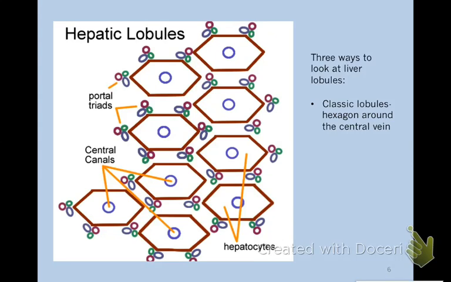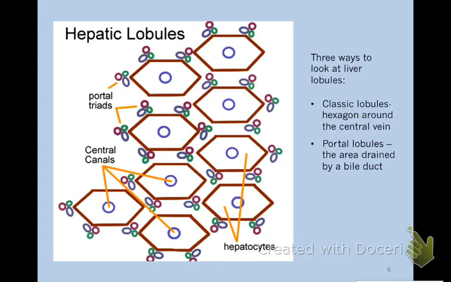The first way is what's called the classic way, and that's what I've already kind of described, which is a hexagonal shape, which in the middle has the central vein, and then there are 6 sides, and at each point is a portal triad. We're missing one here, but you know what I mean. So this is the classic way to describe it. There would be a whole bunch of hepatocytes in the center here that would be filtering the blood and adding albumin and stuff.